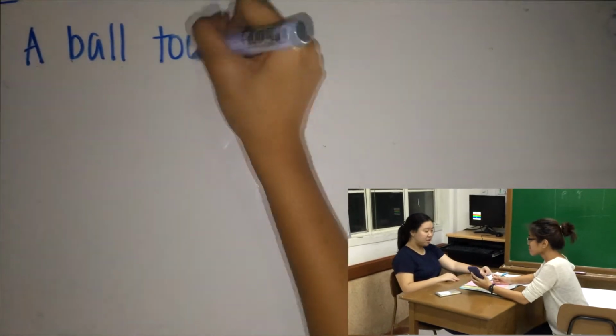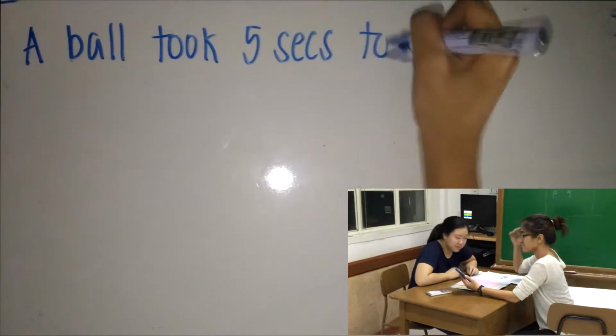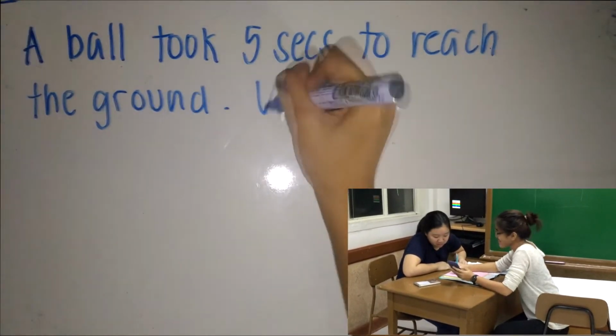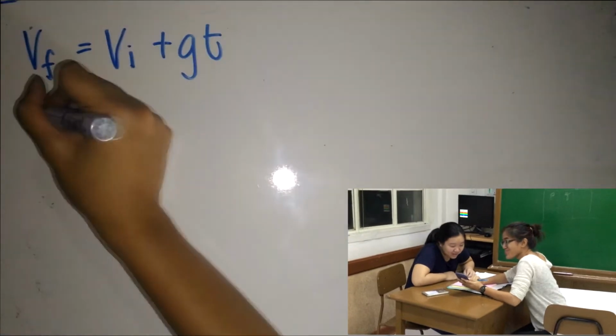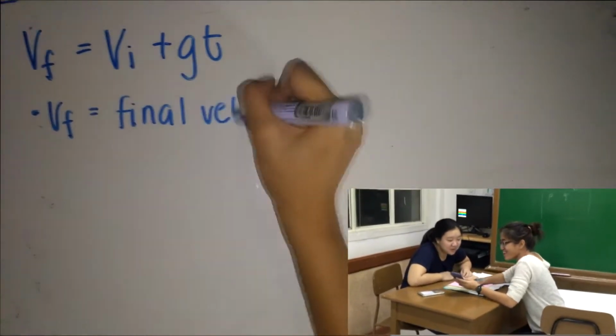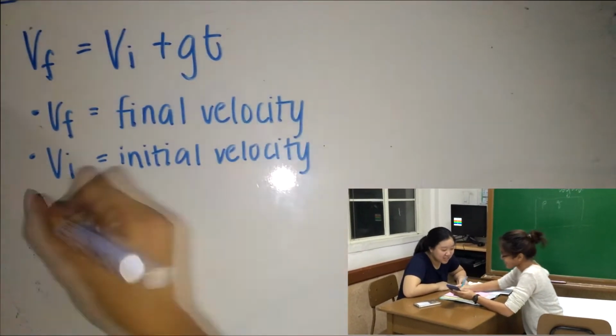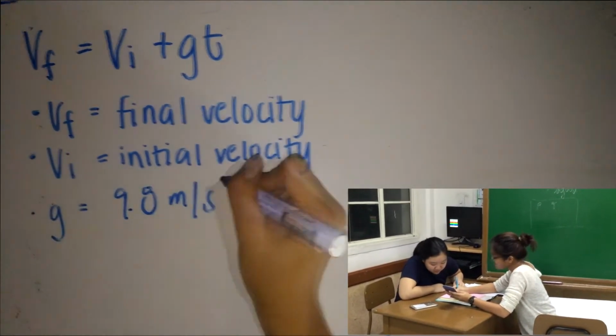A ball was held and dropped from the 14th floor of Henry C. Building. It took 5 seconds for the ball to reach the ground. Find the final velocity before it hits the ground. The equation to be used here is Vf equals Vi plus Gt, wherein Vf is the final velocity, Vi is the initial velocity, G is the gravitational force, and t is the time.